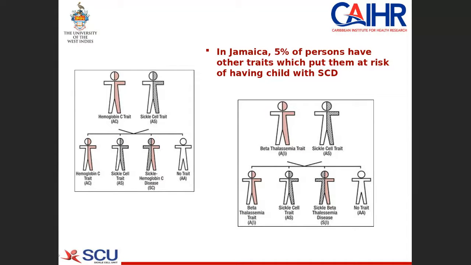And just a reminder that you get other forms of disease because 5% of our population have other traits. So if you have a parent who has sickle trait and another parent who has a C trait, which again is a benign trait, then there is a 1 in 4 chance of having a child with sickle cell disease, but the SC type of sickle cell disease. Likewise, if you have a parent who has a sickle trait and another parent who has the beta thalassemia trait, there is a 25% chance of having a child with sickle cell disease, but in this scenario, it would be sickle beta thalassemia.